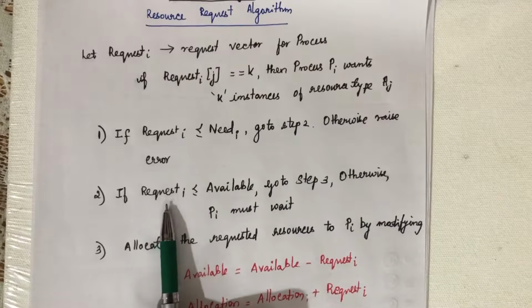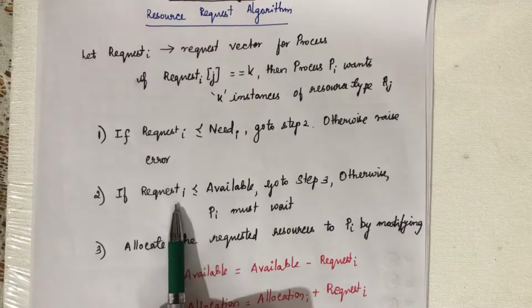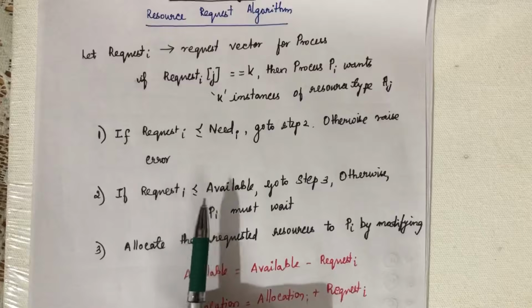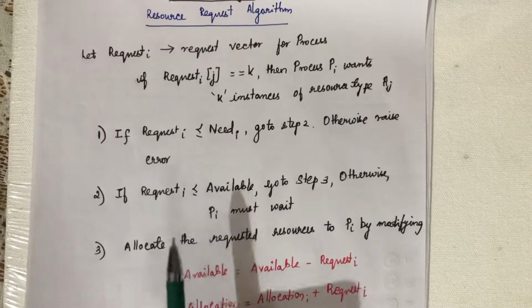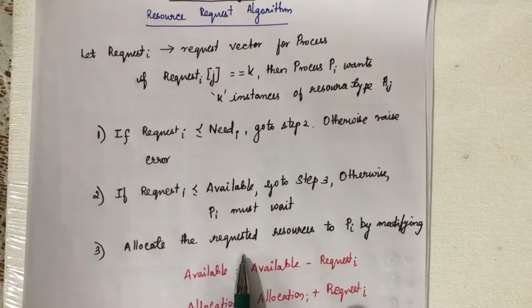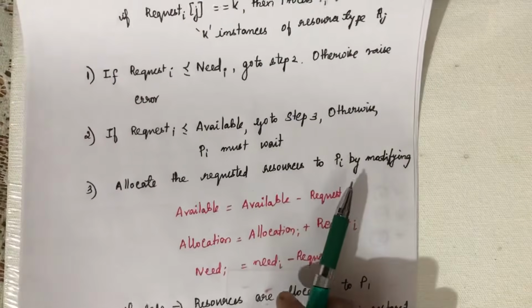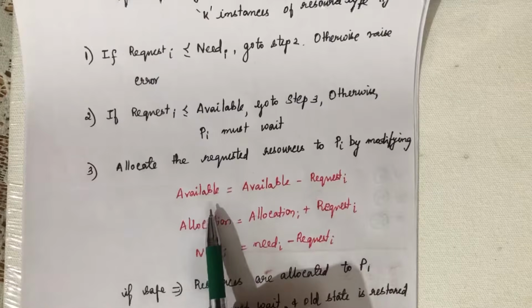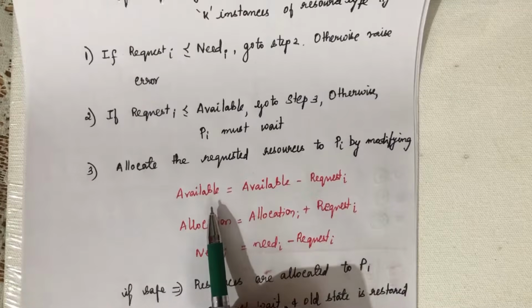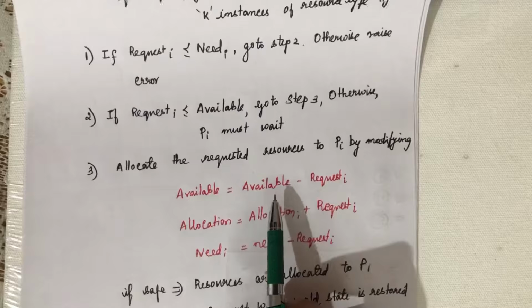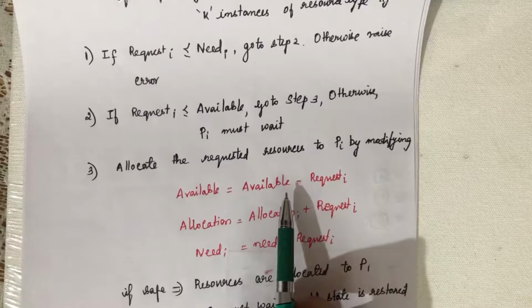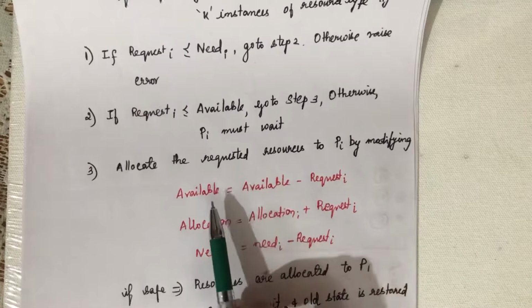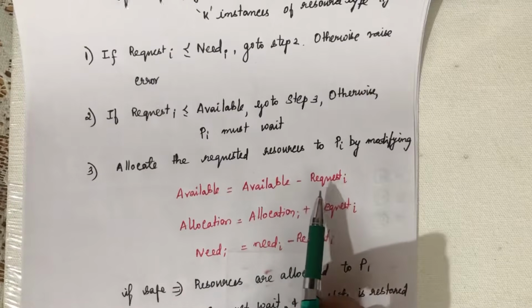In step 2, again it will check this condition: if the request is less than or equal to the available resources in the system. If this condition is also satisfied, it will go to step 3. It will allocate the requested resources to process Pi by modifying these 3 things. The first is that the available number of resources will be decreased. Since we are allocating resources to the process, we have to subtract the request from the available. So available becomes available minus request.